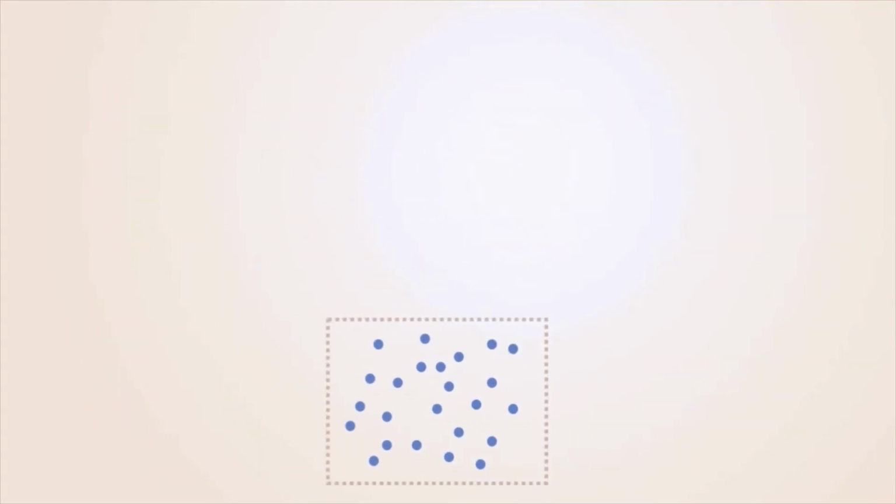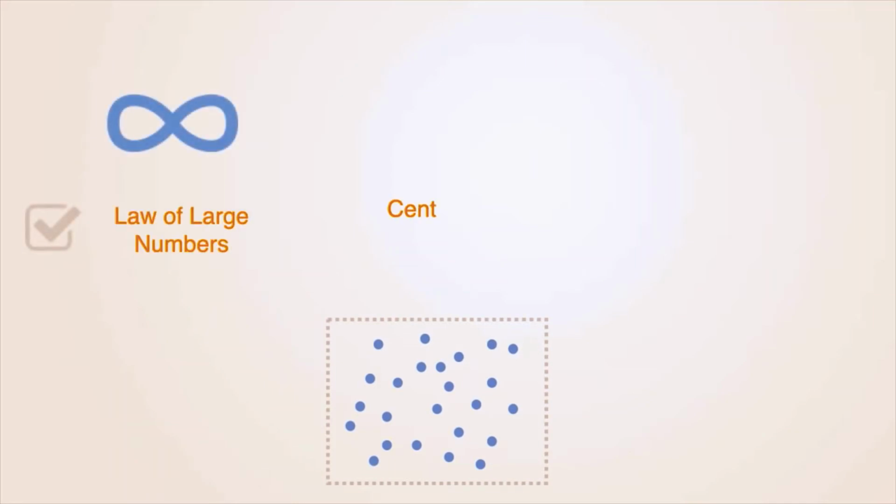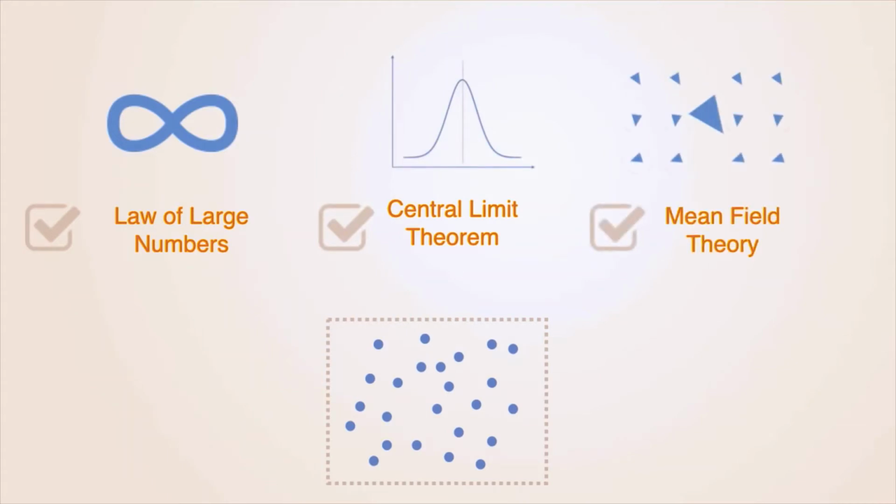We can say that the macro system will follow the law of large numbers, the central limit theorem. We can use mean field theory. We can make estimations, talk about the average normal person and so on. And this is a very important and useful shortcut, but it has its limitations.